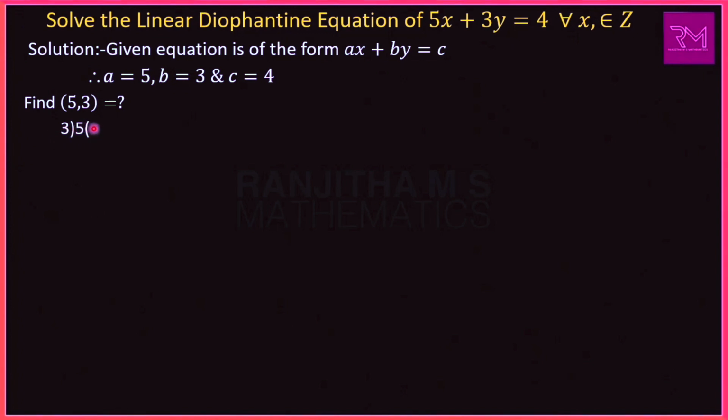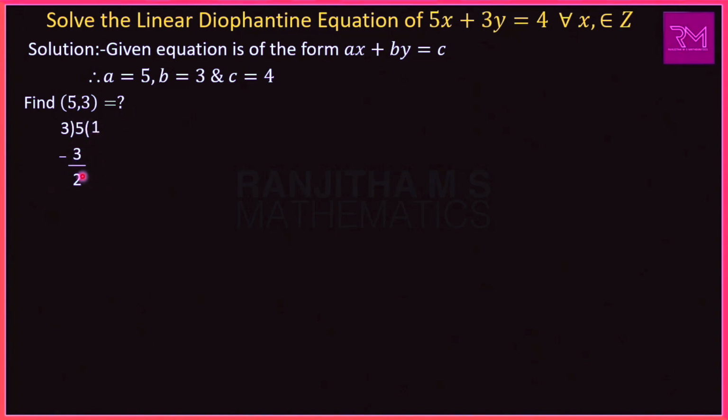Here we know that 3 into 2 is 6, which is greater than 5. Consider the lesser value, that is 3 into 1 is 3. We have to subtract 3 from 5. We get 5 minus 3 is 2. So 2 is the remainder. Here 5 is the dividend, 3 is the divisor, 1 is the quotient and 2 is the remainder.